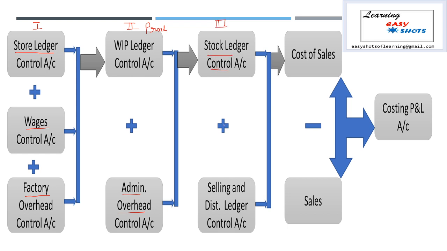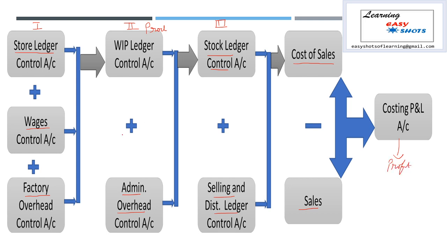And here we add our last expense, that is selling and distribution ledger control account, and the balance of this becomes the total cost, which is transferred to cost of sales, and the difference between the cost of sales and sales is transferred to costing P&L to find out the profit in the cost books.